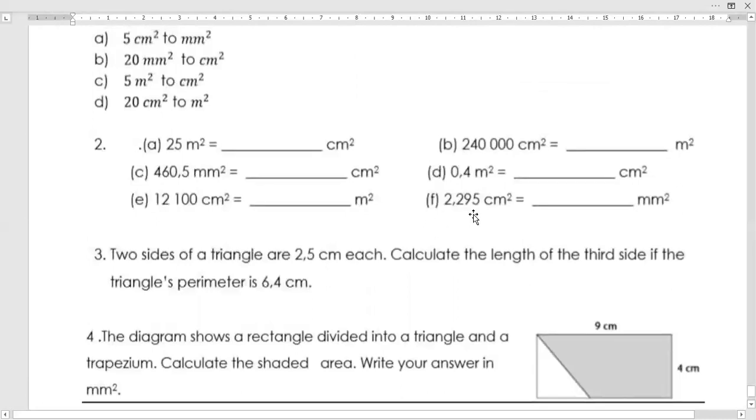And after this, it is surface area and volume. So that is what we will be doing this upcoming week.